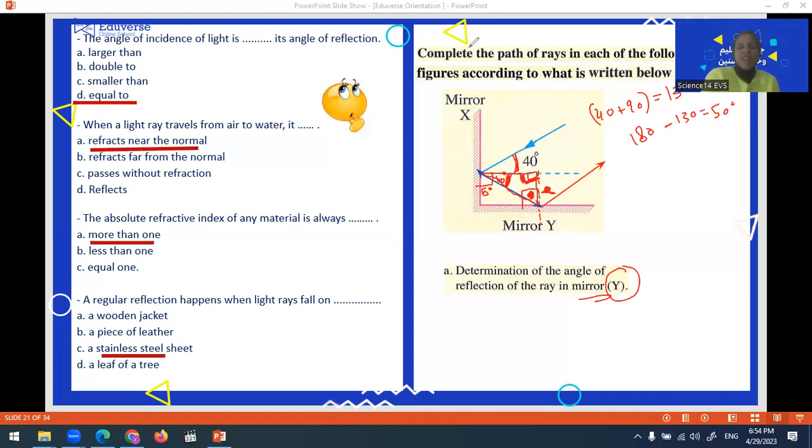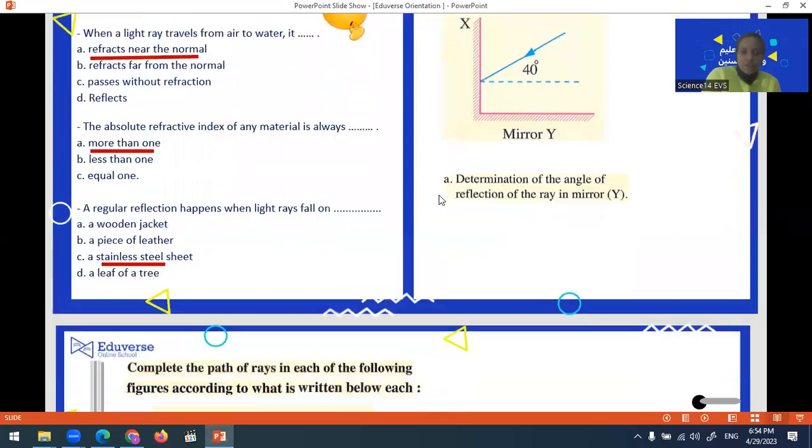I think it's very easy and very interesting. I love doing this. I love solving the problems about light reflection and refraction.